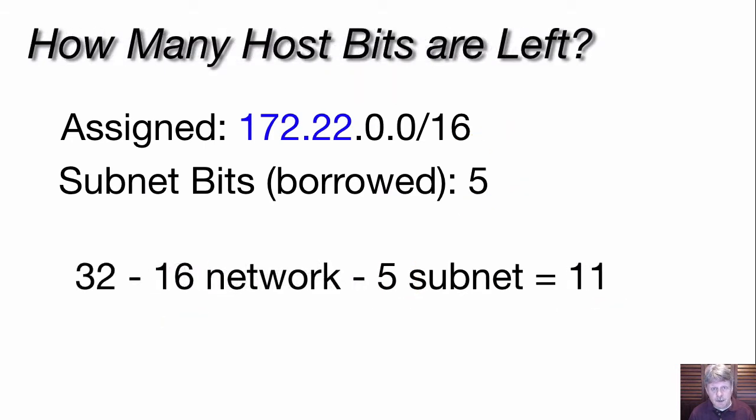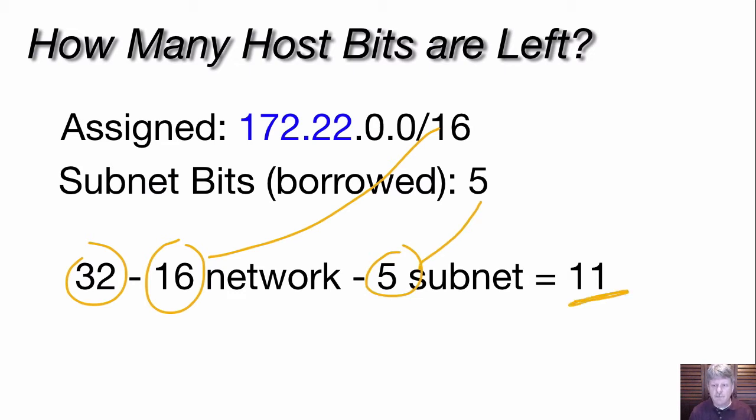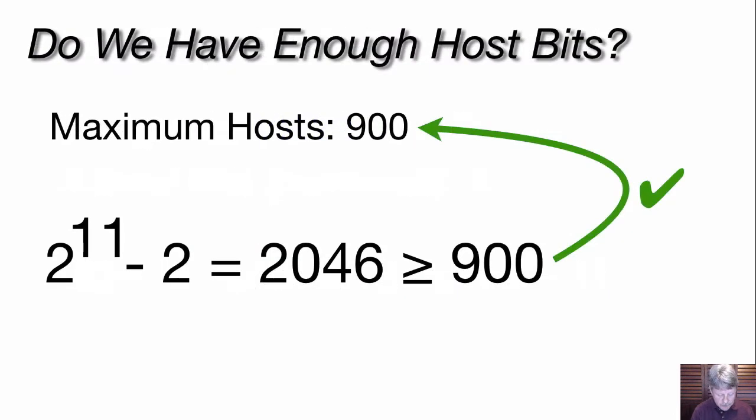So now how many host bits do we have left? Well, if we take 32, we subtract the 16 from our given network, we subtract the 5 that are required for the number of subnets, that's going to leave us with 11. And is that going to allow us to meet our requirements for our largest network? Well, 2 to the power of 11 less 2 is 2046, which easily will allow us to handle the 900 hosts that are going to be on our largest network.